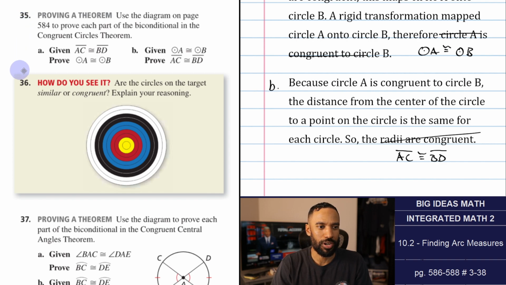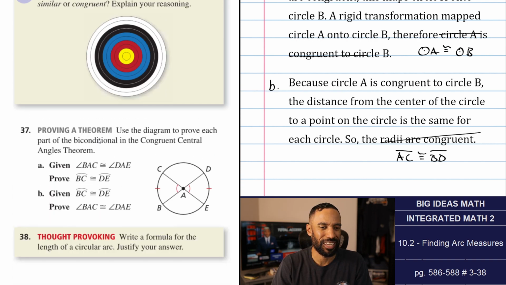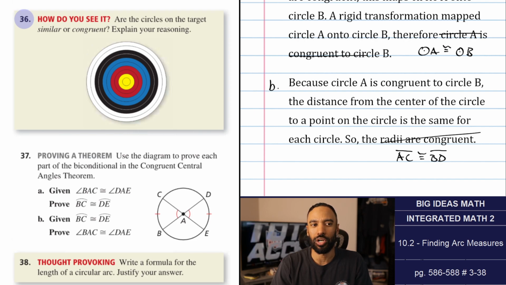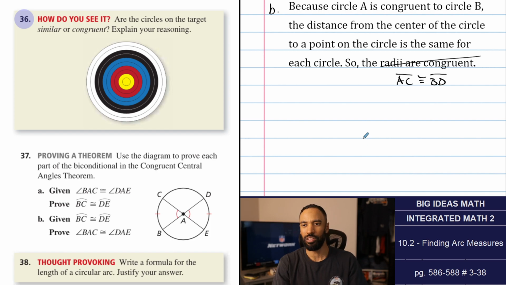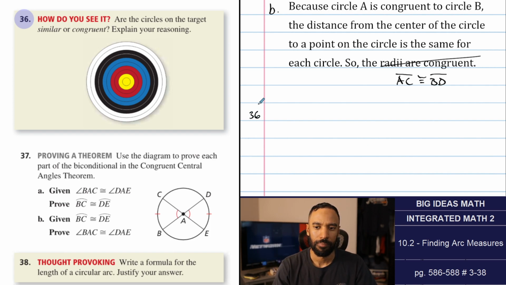Three more questions. Number 36, and I see a proof down below. What's 38? Oh, this is not a proof. How do you see it? Are the circles on the target similar or congruent? Explain your reasoning. Generally seem to be very small problems.